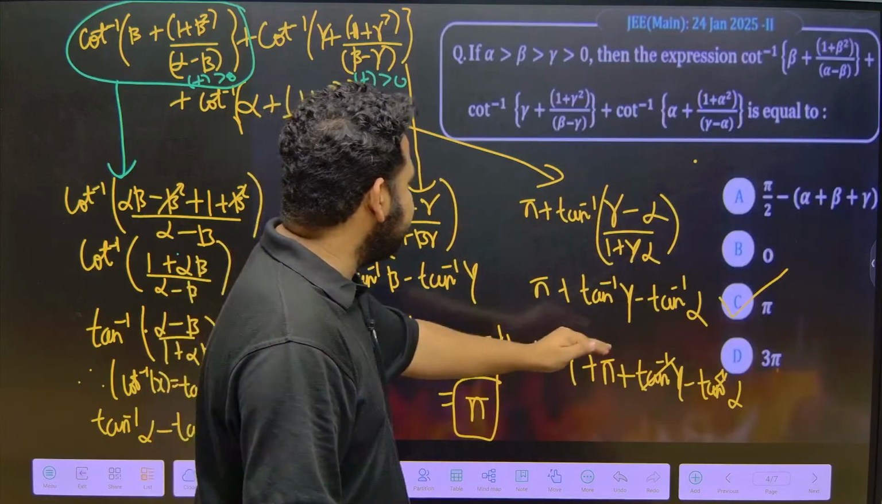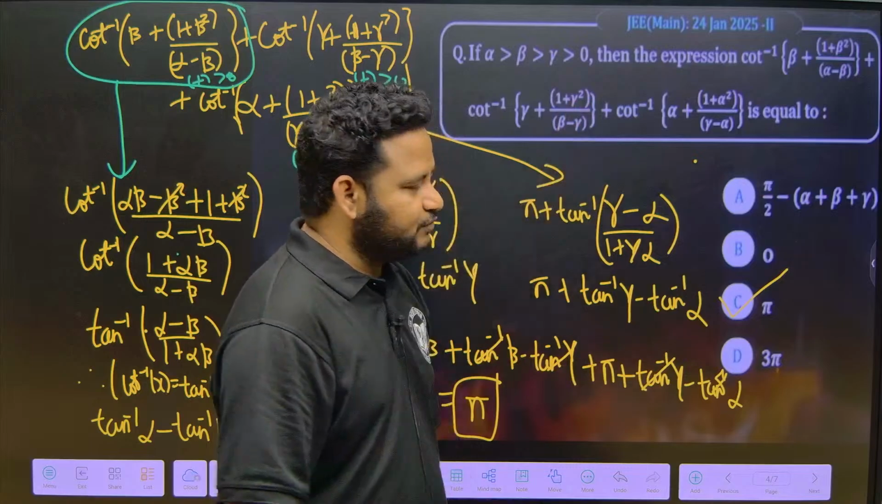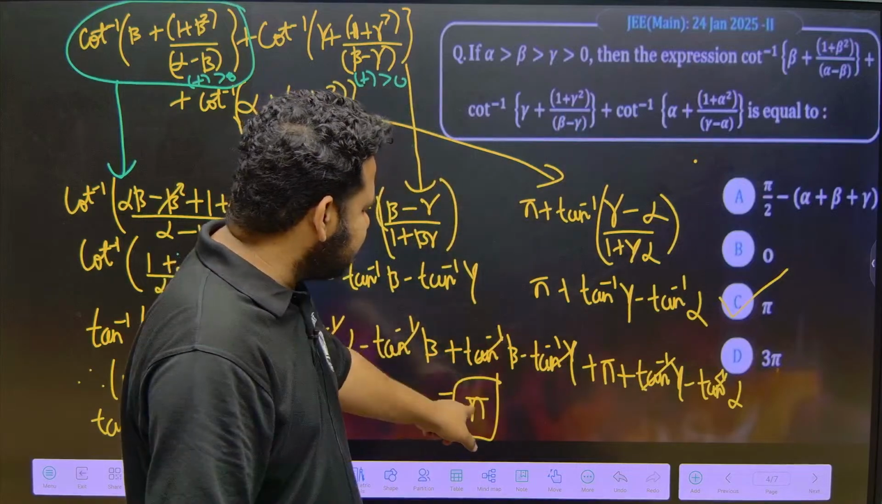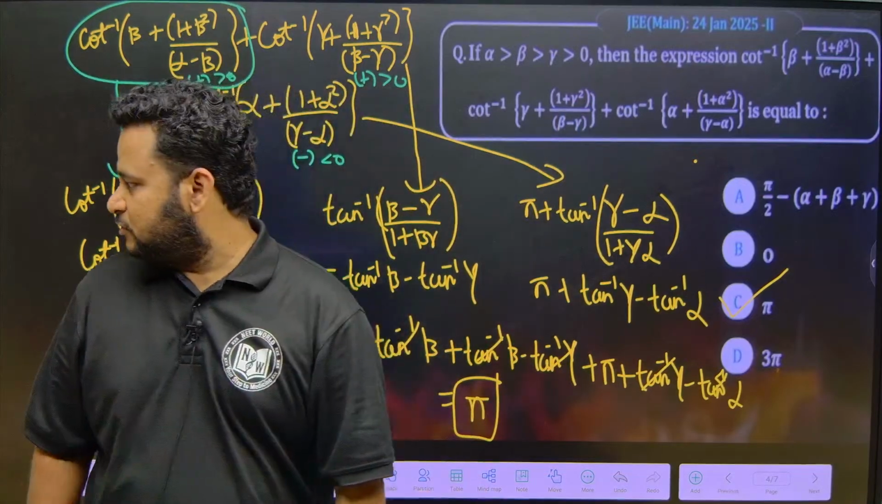Then I have to add everything, because everywhere there is a plus sign. We have to add everything, so everything will get cancelled. I will get only pi as the answer. This is how we solve this question.